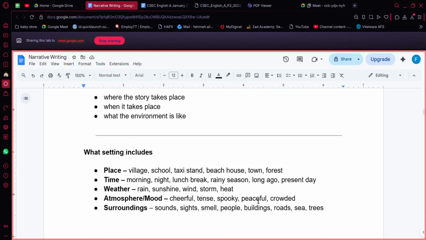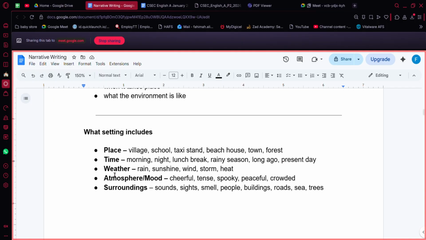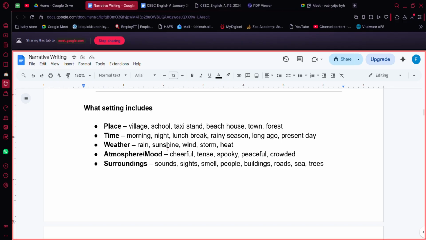It includes the place. Places, for example, would be the village, school, a beach house, the town, the forest. What time? So like morning, lunch break, rainy season, long ago, things like that. The weather. Maybe it's raining, sunshine, storms. The atmosphere or the mood. So this is whether it is cheerful, spooky, crowded, peaceful, and the surroundings. So you have to talk about the sounds that you hear, the sights that you see, the smells that you smell, people, the buildings, the roads, the seas, the trees, all of those things, when you're writing your setting.